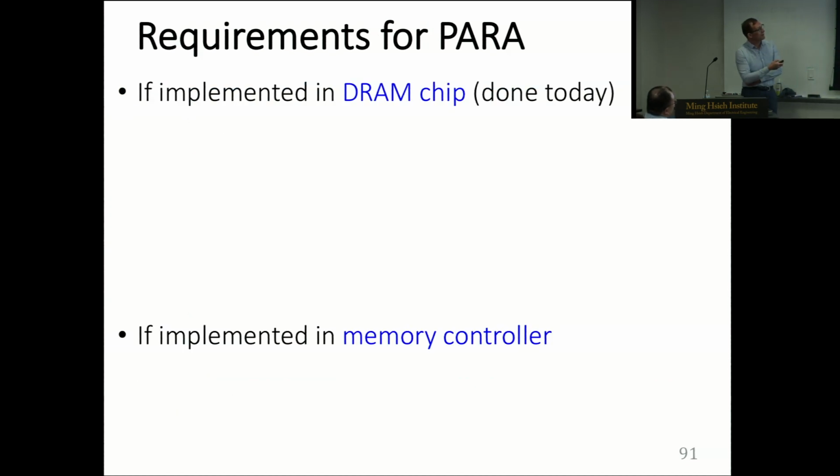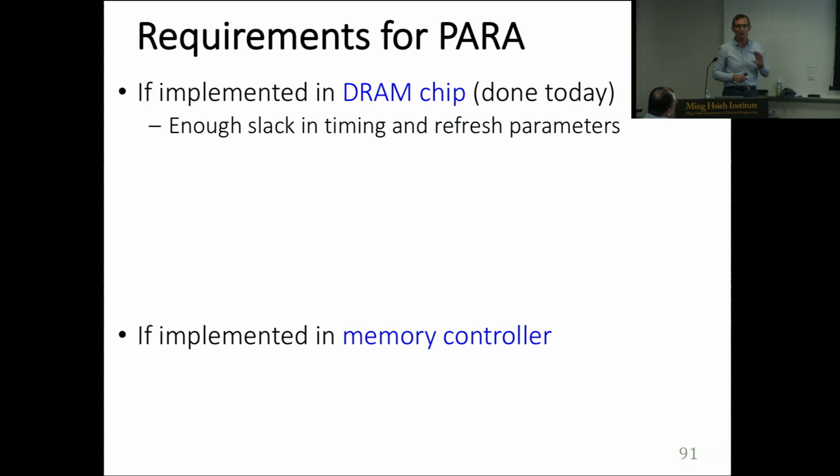So what are the requirements for implementing something like PARA? Actually, this is already done. Some form of it is already done in DRAM chips today. It doesn't always work, in my opinion. For example, you could exploit the slack in timing parameters in DRAM chips. Then manufacturers are already doing that. The timing parameters are defined such that there's slack in them. So the refresh cycle, for example, has some slack such that you could sneak in extra refreshes in DRAM. And manufacturers are using that to sneak in some extra refreshes to prevent some of these errors. Does it always work? Don't ask me.